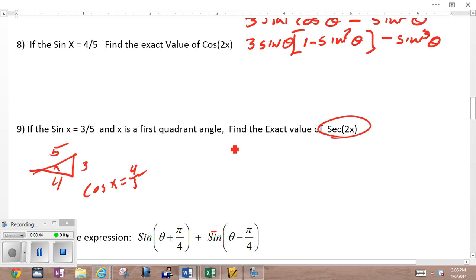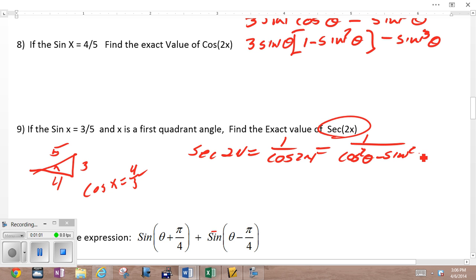So we'll say the secant of 2x is going to, of course, equal 1 over the cosine of 2x, which is going to equal what? 1 over the cosine squared of theta minus the sine squared of theta. So we're just going to put those values in. The cosine is 4/5, that's going to be squared, minus the sine, which is 3/5, it's going to be squared.